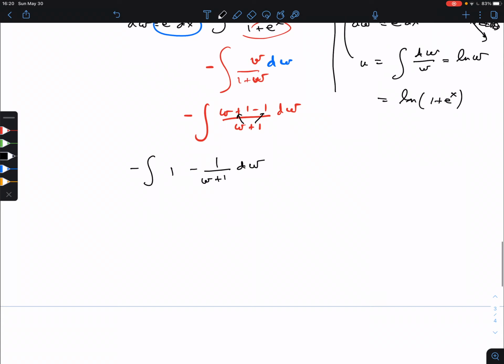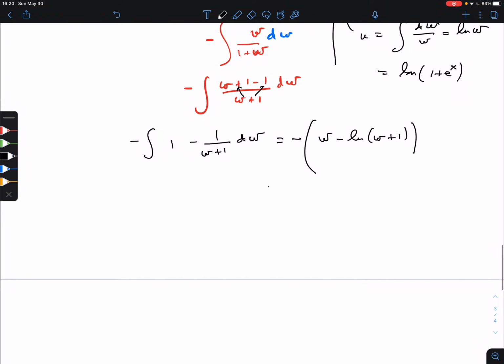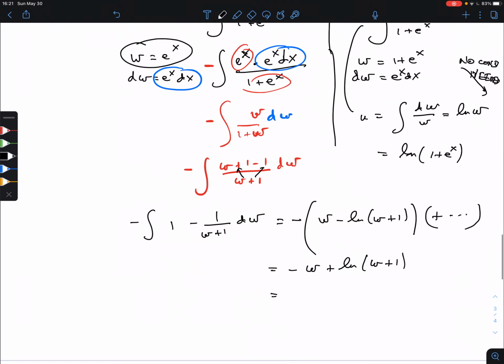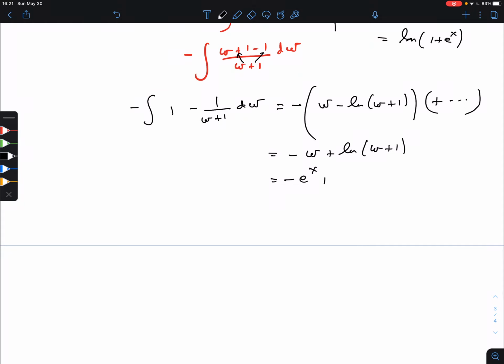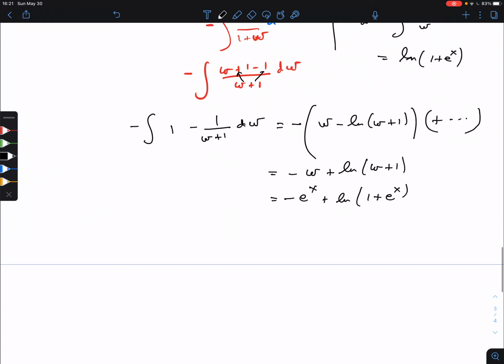And now I can antidifferentiate that, with the minus. The antiderivative of 1 is w, the antiderivative of the other is minus ln of w plus 1. Okay, so again, we don't need to put the constant. So what we have here is minus w plus ln(w plus 1), and w was what? In this case, w was e^x, so we get minus e^x plus ln(1 plus e^x).